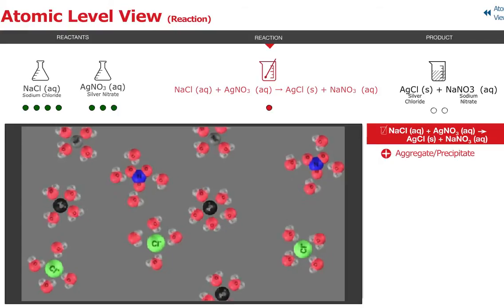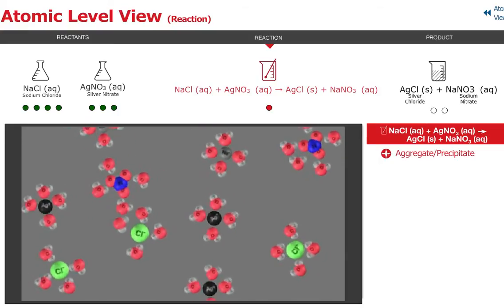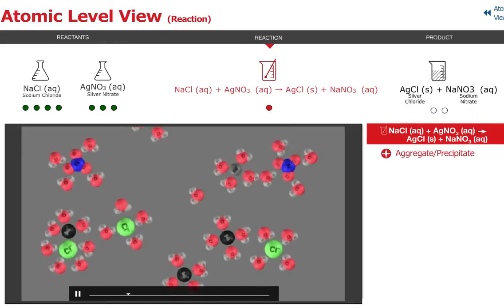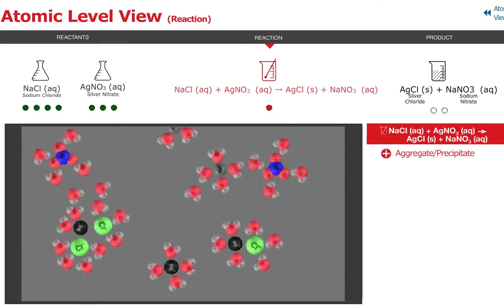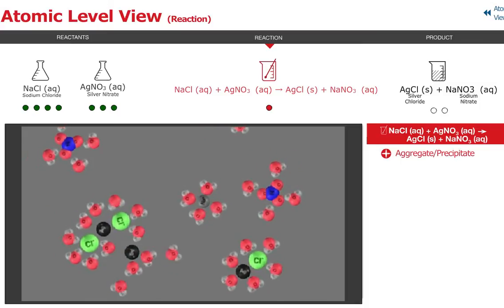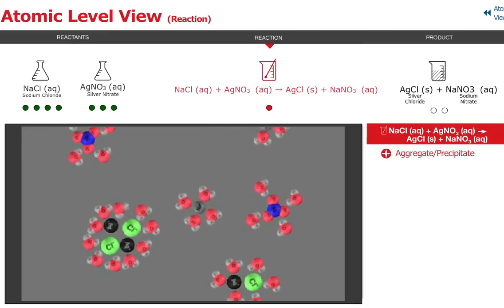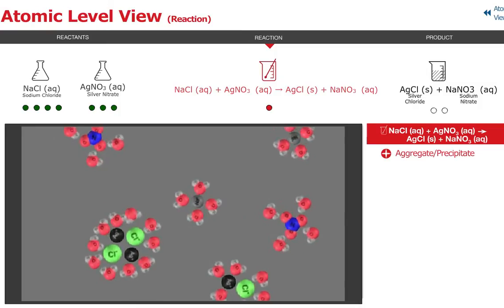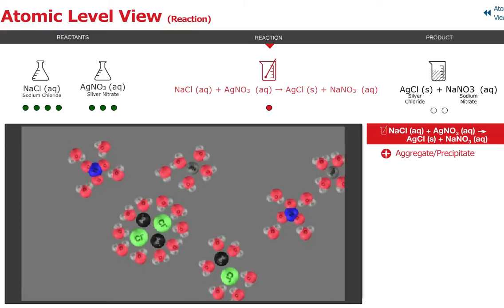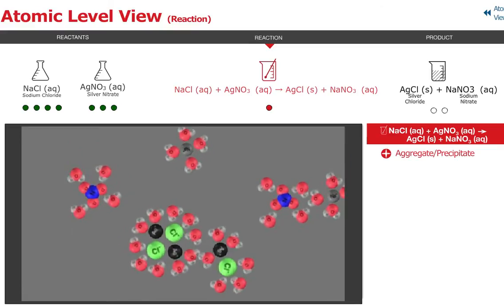When hydrated silver ions and chloride ions interact, there is a strong ionic attraction between the oppositely charged ions that overcomes the attraction that the ions had for the water molecules that hydrated them. The ionic bonds formed between the oppositely charged silver and chloride ions form an aggregate that is insoluble in water.